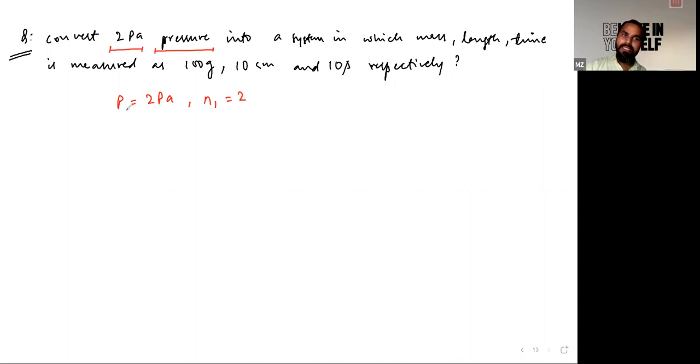Second, define the dimension of this pressure. Pressure is M L to the power -1 and T raised to the power -2. So the exponent of M is 1, which we relate as X. So X equals 1. Y is the exponent of L, so it would be -1. And Z is the exponent of T, so it would be -2. So from this first part, I have defined this term. Now the next part is to define the conversion table.